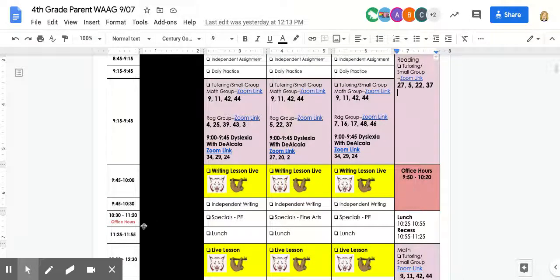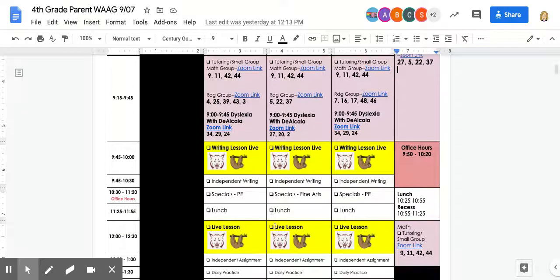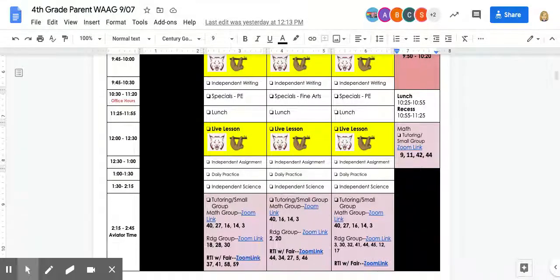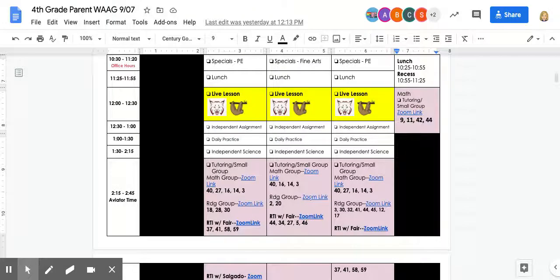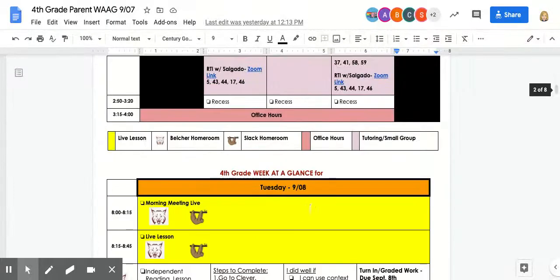Office hours on Friday, and then right here it says office hours because it's the same time as specials. So that is when we have the opportunity to talk. Otherwise, we're working on activities for our scholars. Also, we have aviator time in the afternoon. Please make sure you're getting to those.